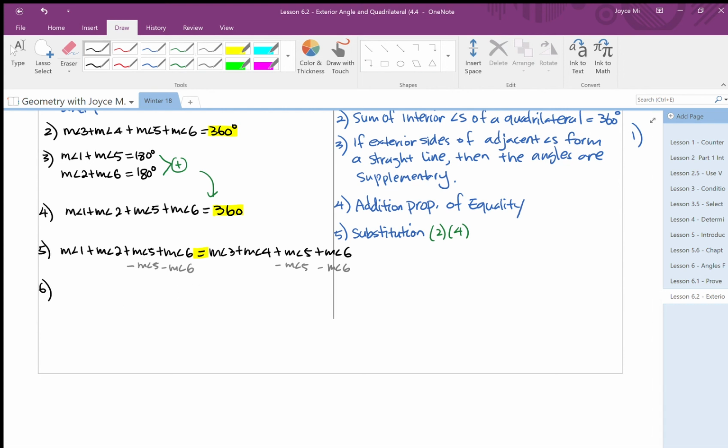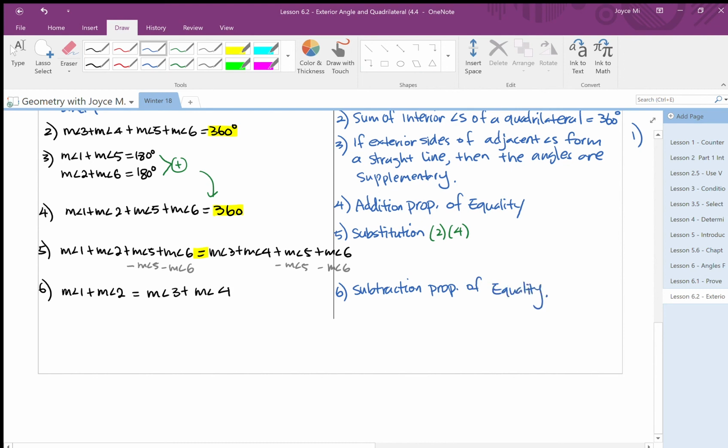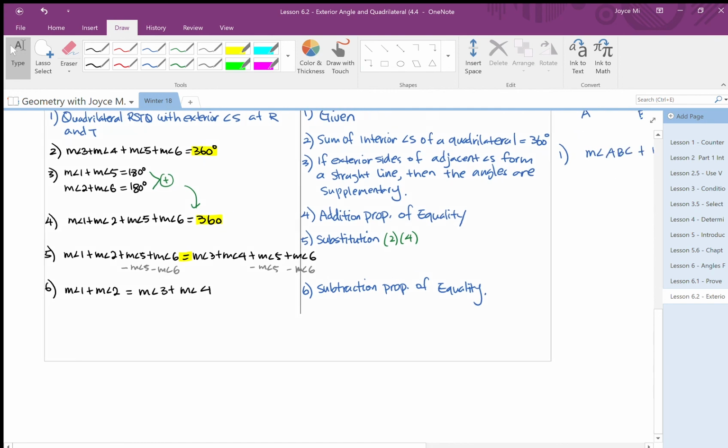So now I say, well, on the left hand side, I have measurement angle 1 plus measurement angle 2 is equal to measurement angle 3 plus measurement angle 4. And that's exactly what I wanted. So I subtracted something from both sides of the equation. So therefore, subtraction property of equality. So I'm done. Okay, so let me zoom in so you see the whole thing again.